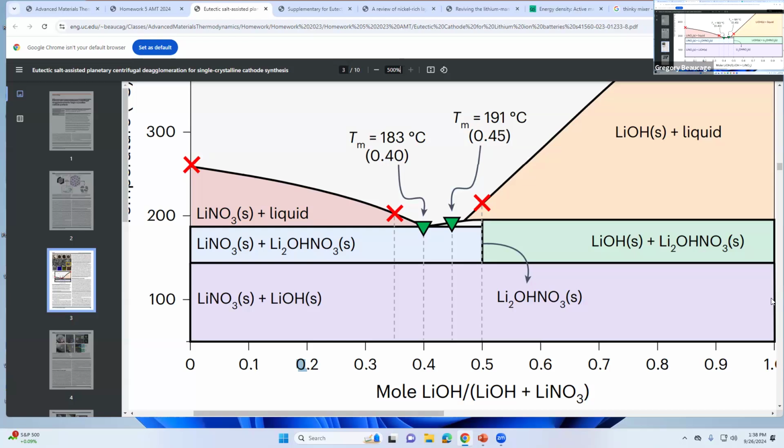So for the previous one, from 250 to 175, how do you know it is 90% lithium nitrate?